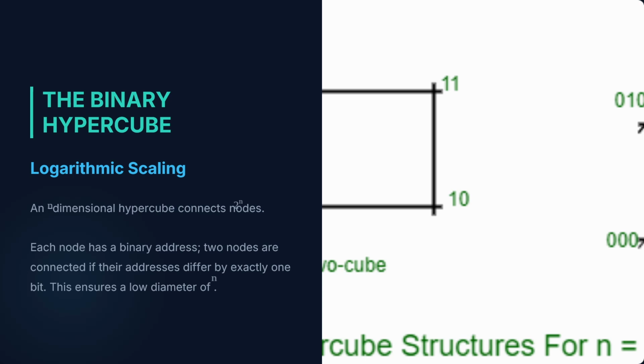Now, let's step into higher dimensions with a binary hypercube. This sounds like science fiction, but it's a brilliant mathematical design. In a hypercube, every processor is given a binary address, like 001 or 101. You connect two processors only if their addresses differ by a single bit. Why do we do this? This is called logarithmic scaling. If you double the number of processors, the maximum distance a message has to travel only increases by 1. It is an incredibly powerful way to connect thousands of processors without creating a massive traffic delay.